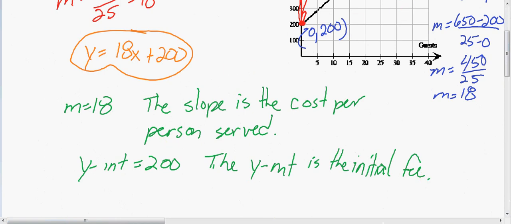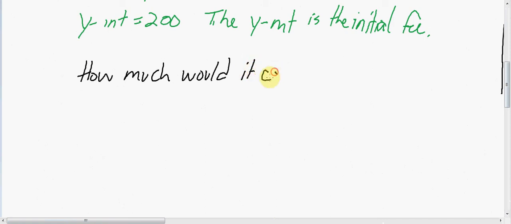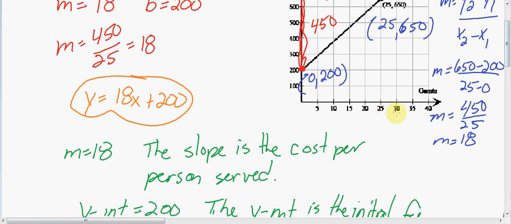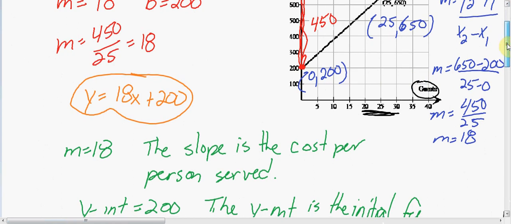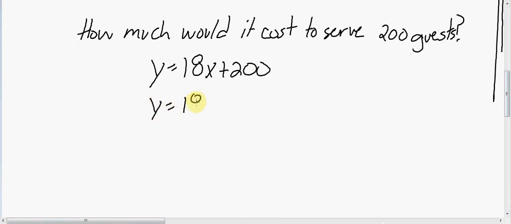Alright, last thing I want to do here is answer a question using my equation, and I'll write the question down. The question is, how much would it cost to serve 200 guests? Alright, so I'm going to go back up to my graph, and I see that my x-axis is my guests, so I know that I have to plug in the number of guests for x, and I'm going to use my equation here, y equals 18x plus 200. We'll plug in 200 for x, and we'll see what happens.